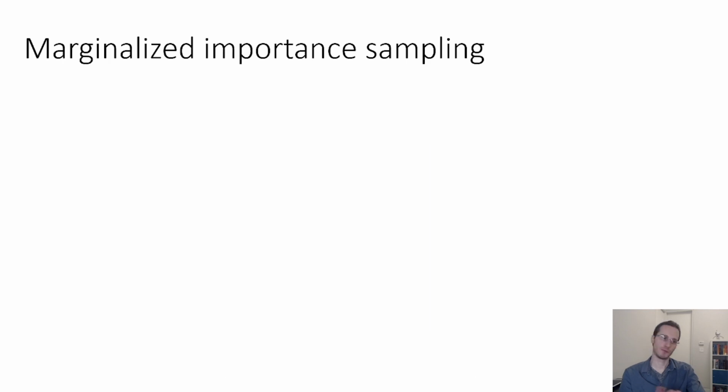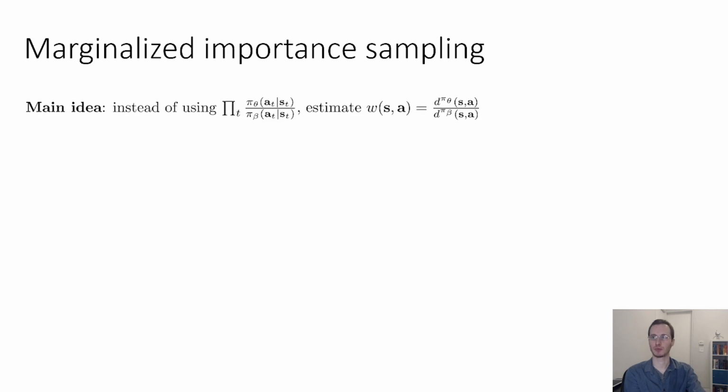Okay. Another concept that has been explored in the literature to mitigate some of the issues with importance sampling, which can, in principle, address the exponential issue, is marginalized importance sampling.